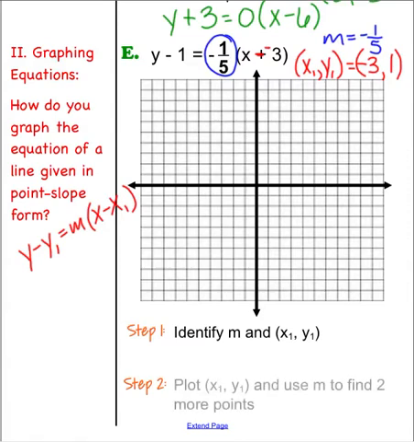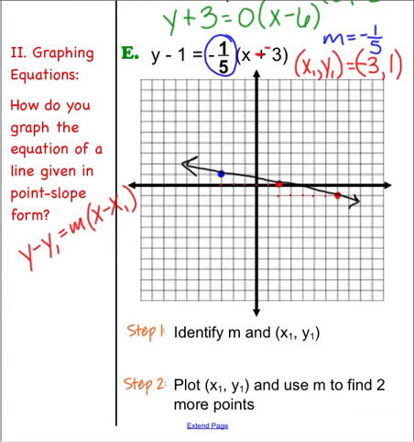Step 2 is then going to be to plot x1, y1. So negative 3, 1, 2, 3, positive 1. So my point is right here. And then use m, which is negative 1/5, to find 2 more points. Negative 1/5 means that I need to go down 1 and forward 5, 3, 4, 5. And then down 1 and forward 5. And then finally, as normal with our graphs, connect our dots, and don't forget your arrowheads on the end.